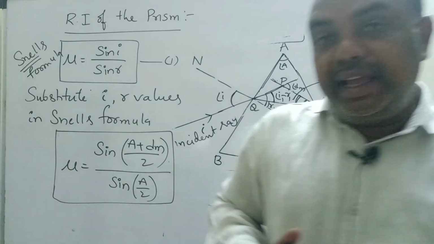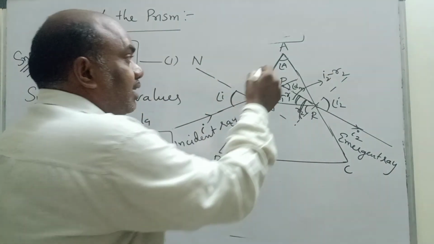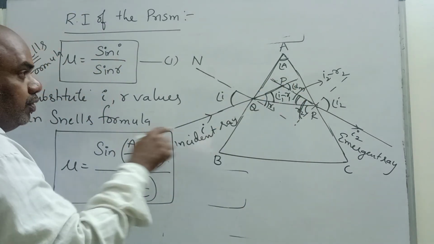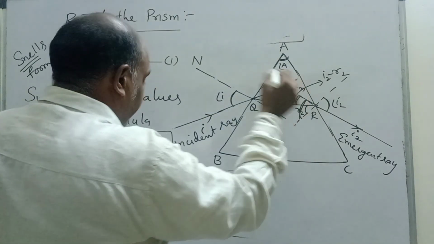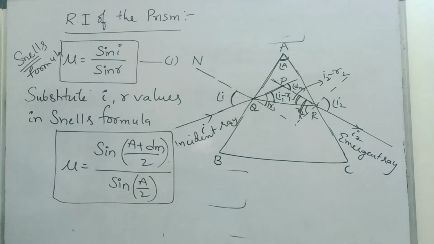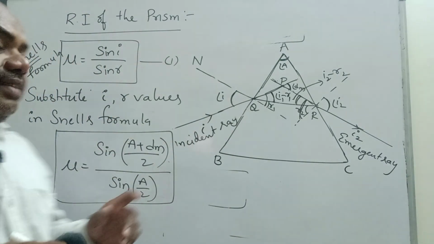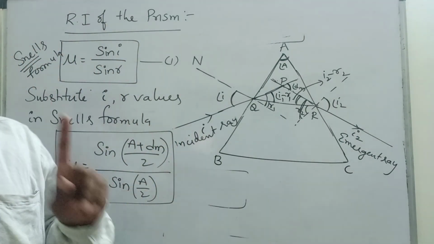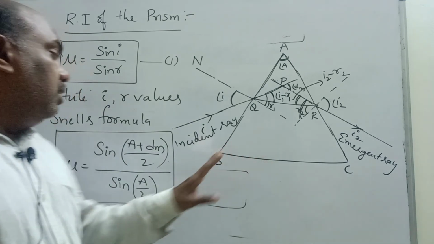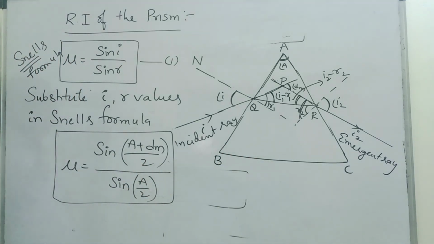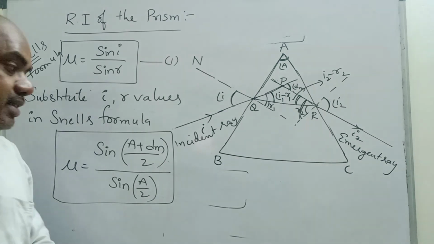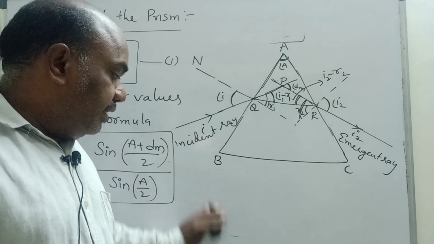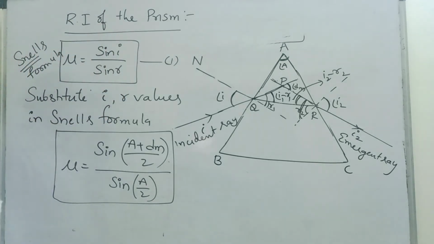What is A? A is the angle of prism. D means minimum deviation, and A means angle of prism. If you know the angle of prism and minimum deviation, then you can find the refractive index of the prism. But the condition is that it should obey minimum deviation, then only we can find. If minimum deviation is not there, then you cannot find it using this formula. Then when we see numericals, again you have to draw the diagram and calculate easily. This is the refractive index of the prism.